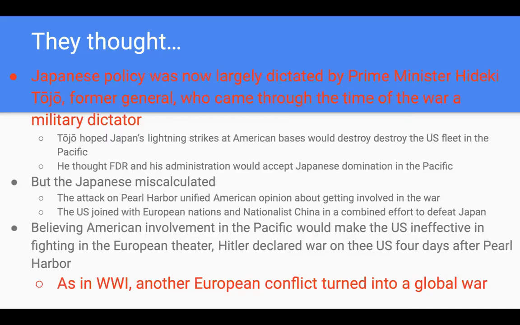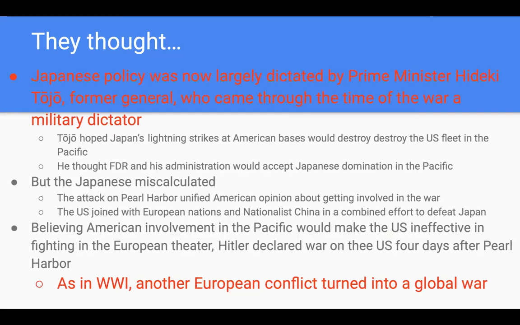Japanese policy was now largely dictated by Prime Minister Hideki Tojo, a former general who came through the time of the war as a military dictator. Tojo hoped Japan's lightning strikes at American bases would destroy the U.S.